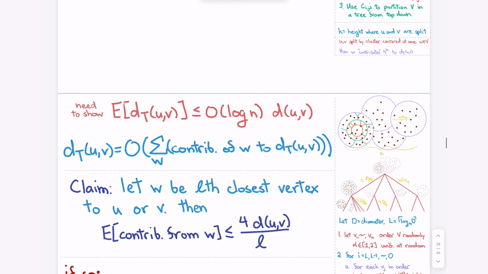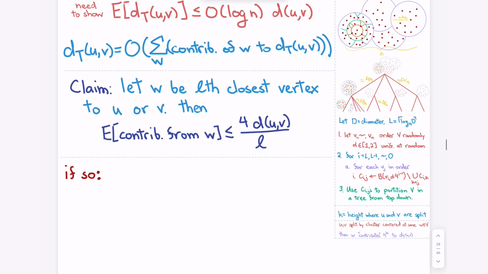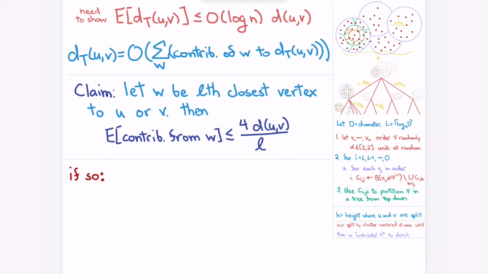So that will have to play a role. Now, first to appreciate the claim, suppose it's true. If the claim was true, could we get our final bound?